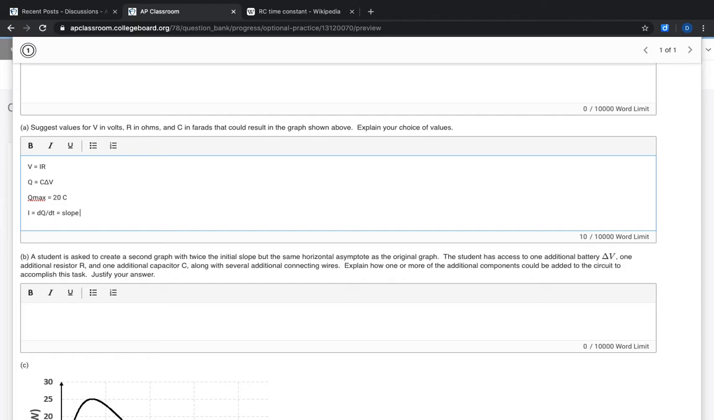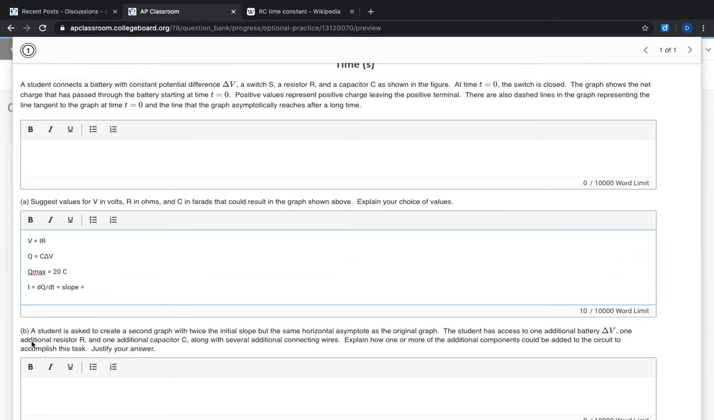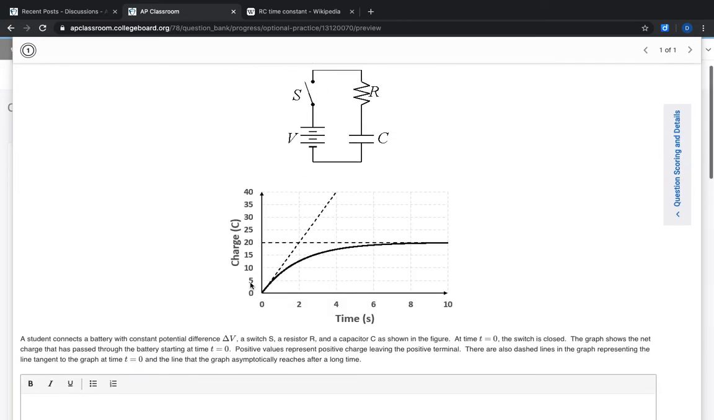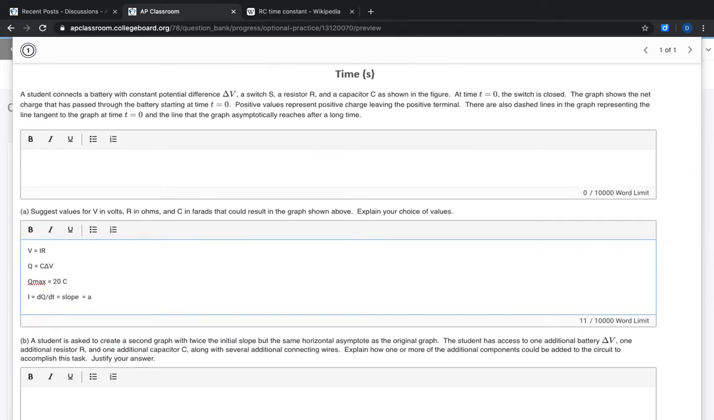And so if we find that slope, then we actually know what the current is initially. So what we could say here is that the initial current is equal to that slope. And if you just do rise over run, it looks like it's going to be 40 over 4. So the current from the graph is going to be 10 amps, initial current. All right, so now we have current. We could plug that in there.